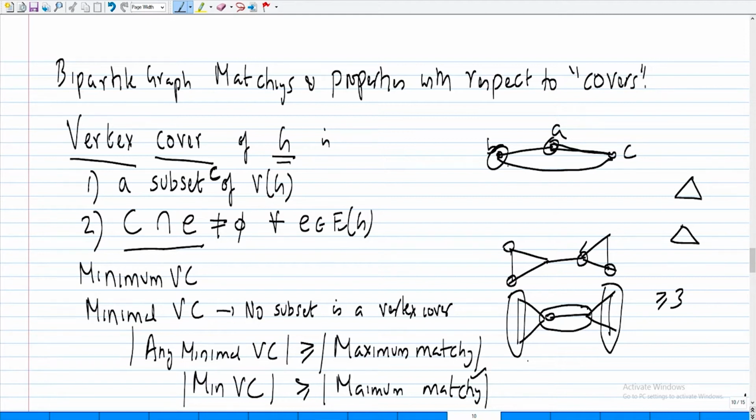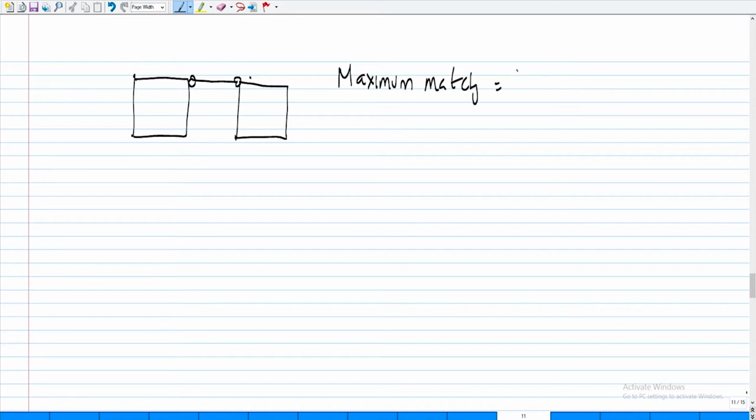Now observe something funny. This one has a triangle. Let's do a similar looking example. The difference between the previous graph and this graph is that this is bipartite. Now let us look at the maximum matching. The matching is 2 on this side and 2 on this side. So the maximum matching is equal to 4. The minimum vertex cover is also equal to 4.